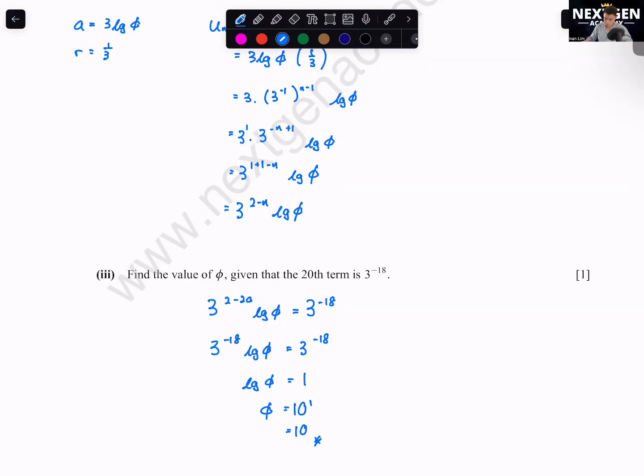All right, this is it. February, March 2024, paper 1, 2. Okay, we'll move on to paper 2 later.